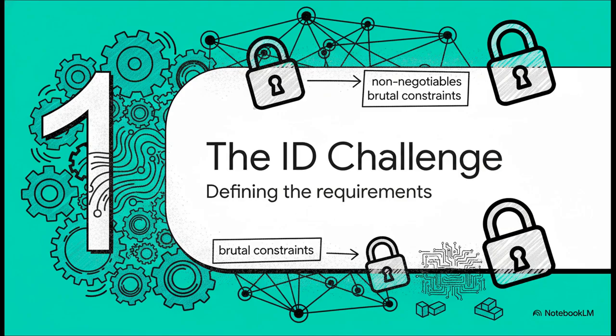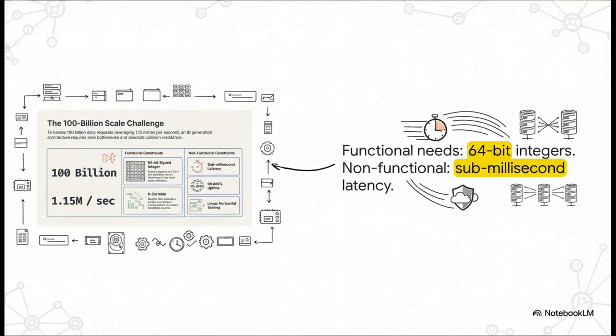Okay, let's kick things off with the foundation. Before we can even start talking about different algorithms or solutions, we have to define what we're up against. What are the absolute, non-negotiable requirements for our system? So this slide really sums up our design constraints perfectly. Let's break it down. Functionally, we need our IDs to be 64-bit signed integers. Why? Well, they're small, they're efficient for databases to index, and you can cram a ton of them into cache. Super important.